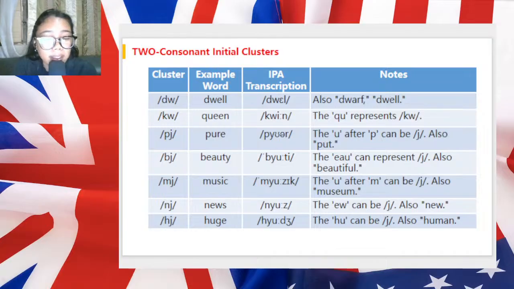Next up is the MJ cluster, found in music. The U after M here indicates that Y sound. It's the M sound, which is made with your lips closed and sound coming through your nose, quickly followed by the Y sound, which is music. This blend is also represented in words like museum. Let's try music, emphasizing that flowing connection between them.